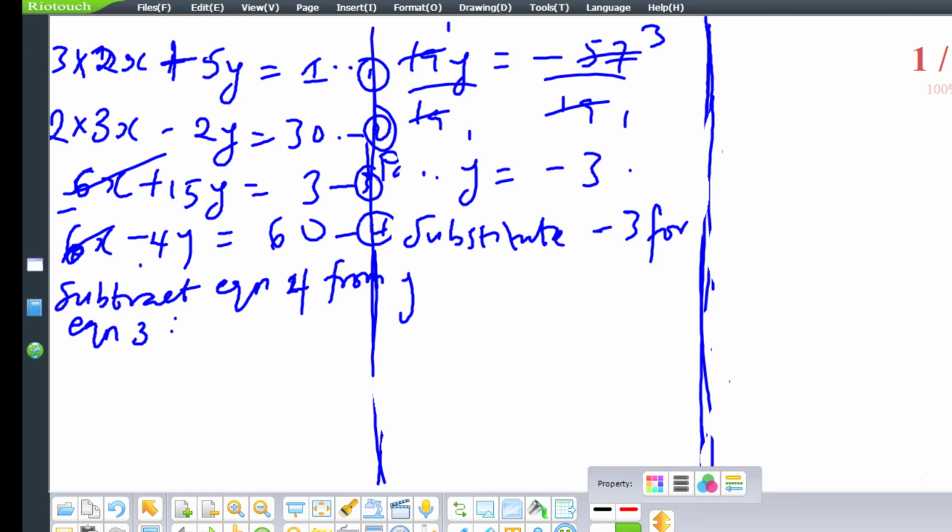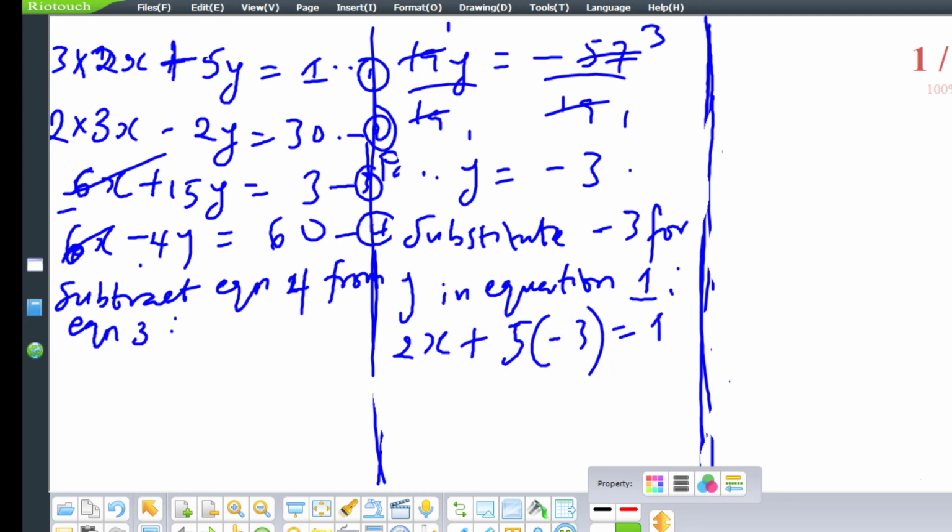So let's use equation 1 now. Substitute minus 3 for y in equation 1. And what's equation 1? 2x plus 5y is equal to 1. So anywhere you see y, you substitute in minus 3. So we have 2x plus 5 in bracket minus 3 is equal to 1. So we have something like this, 2x. Now plus times minus, we have minus 5 times 3, that's 15, is equal to 1.